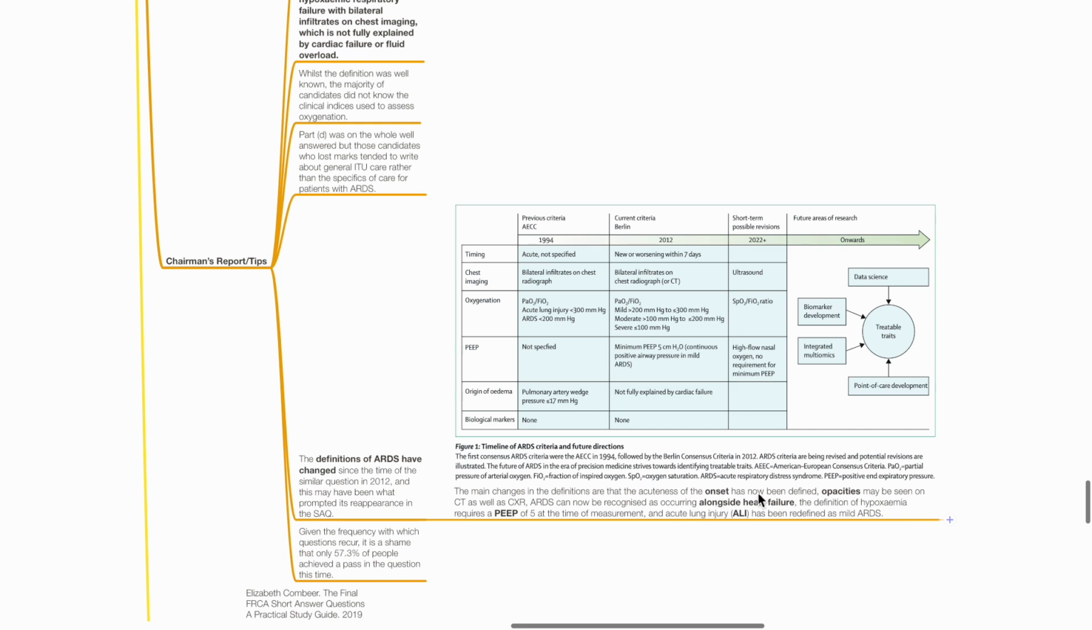Opacities may be seen on CT as well as chest X-ray. ARDS can now be recognized as occurring alongside heart failure. Definition of hypoxemia requires PEEP of 5 at the time of measurement. And acute lung injury has been redefined as mild ARDS.